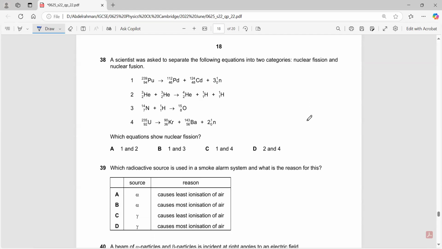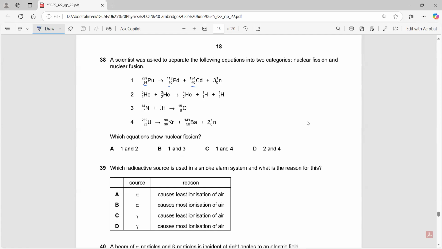A scientist was asked to separate the following equations into two categories: nuclear fission and nuclear fusion. Which equations show nuclear fission? Okay, fission, you want to split larger atoms into smaller atoms, but again, you want the equations to be balanced. So let's check them out. For one, you had Pu, plutonium, which is split into Pd and Cd, whatever they are. Are they balanced? Okay, let's check it out. 94, is it equal to 46 plus 48?